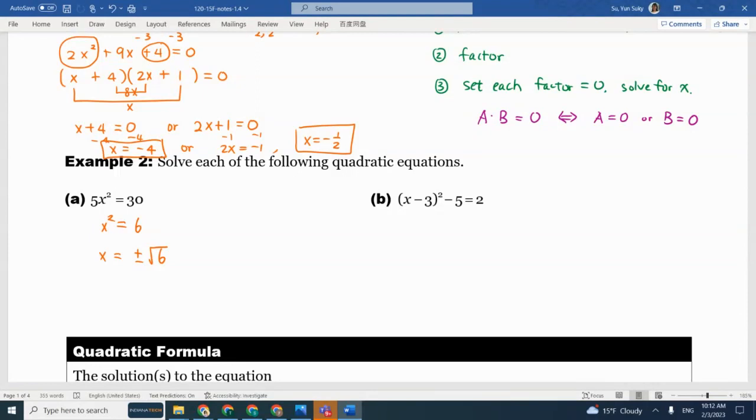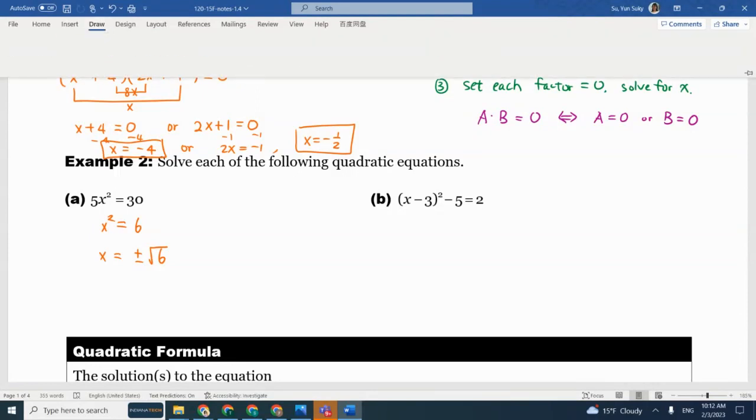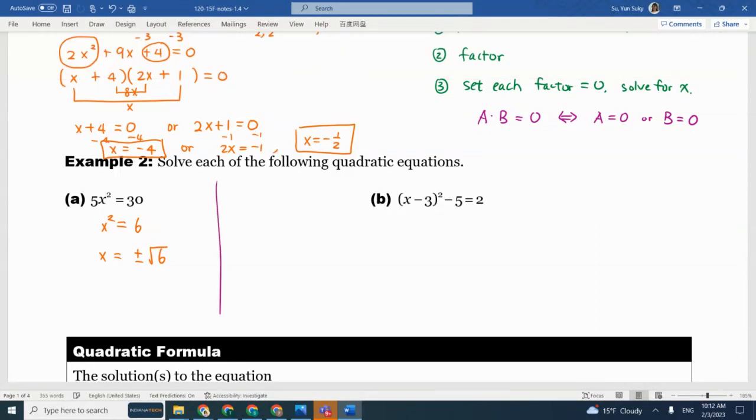So this one, can we use the factoring way to solve, instead of taking the square root on both sides? Yes, we can. Then how do we do it? We move all the terms to the left-hand side, so we are subtracting 6 on both sides. And then you want to factor. So how do we factor?